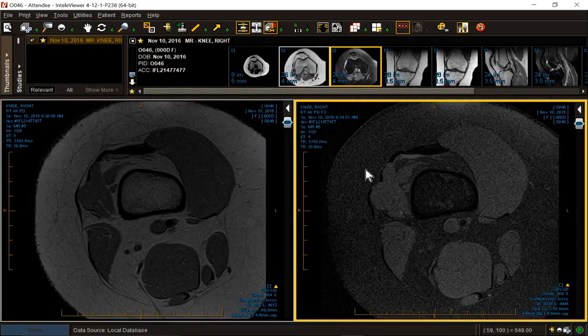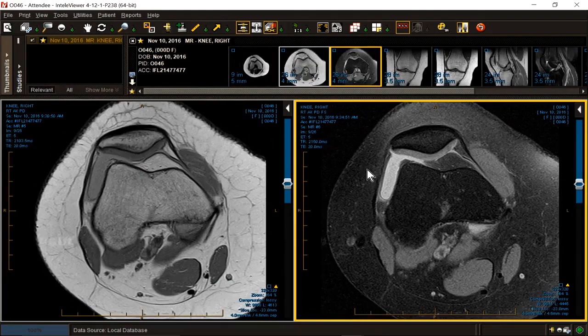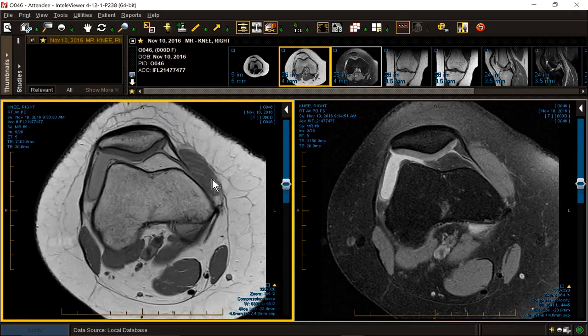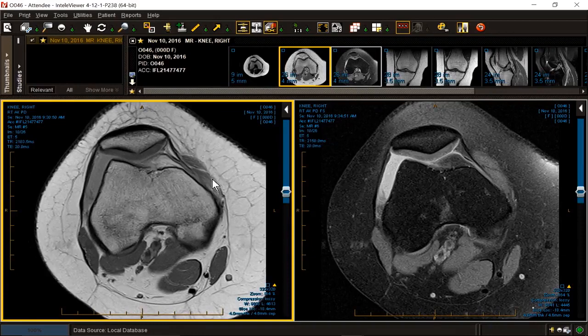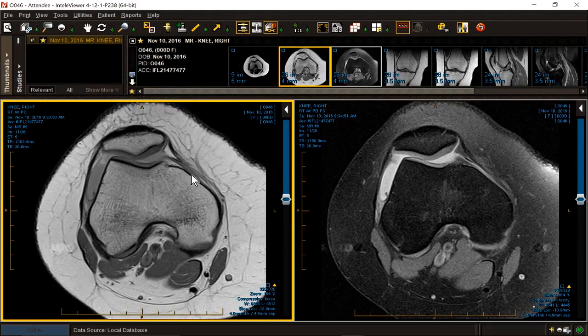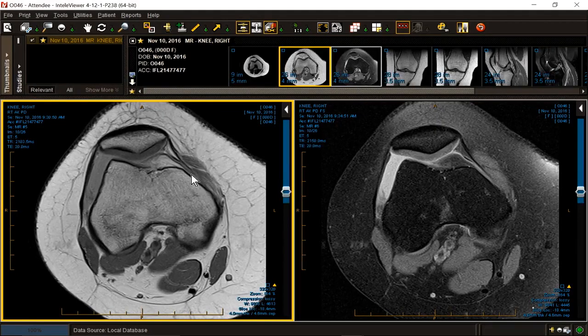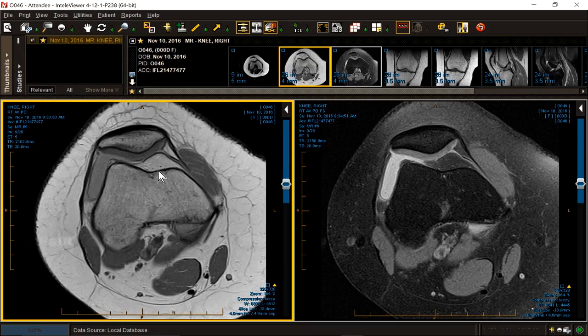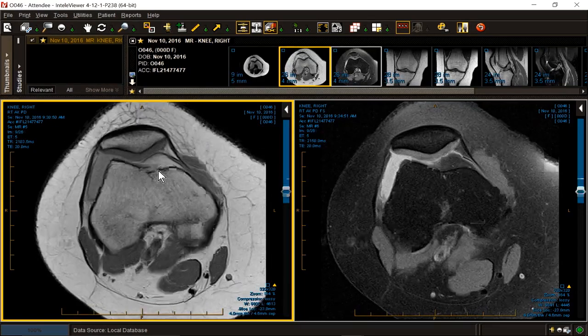For goodness knows what reason, they did 2 axials. We have a PD fat suppression on the right, a T1 on the left. She's got an effusion. It's not uncommon with effusions, especially in girls and women who are rather robust or large, to see the patella in a lateral position. That is not an indicator of a patellar subluxation of acute nature. It's common.